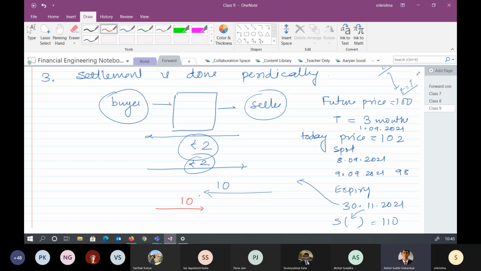Okay, so let's say on day one the price became 90, so the buyer paid 10 rupees. Then on day two it went to 85. So would the buyer again pay 15 or would he only pay 5 rupees? 5 rupees. Okay, got it.